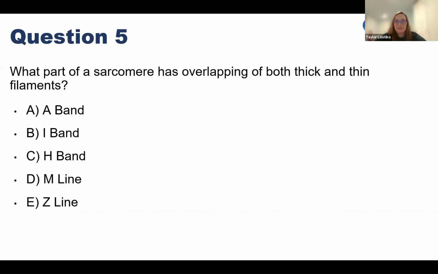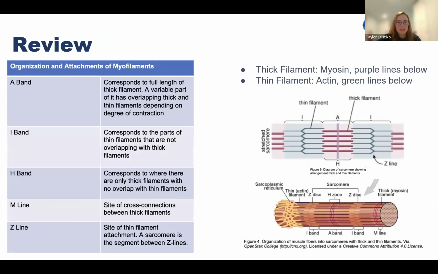All right, so this one was definitely a little trickier. Looks like the answers are kind of split. So here, the answer is the A band. This slide is pretty good at going over all the different parts of the sarcomere.